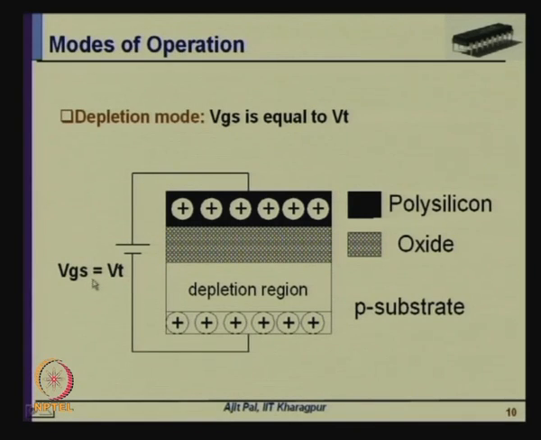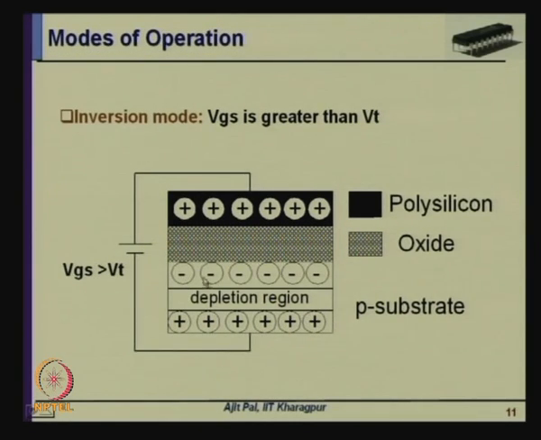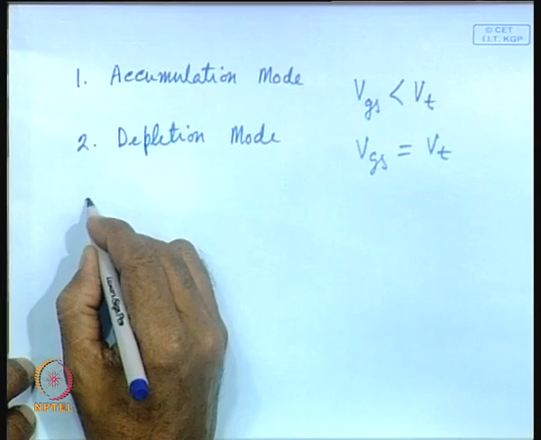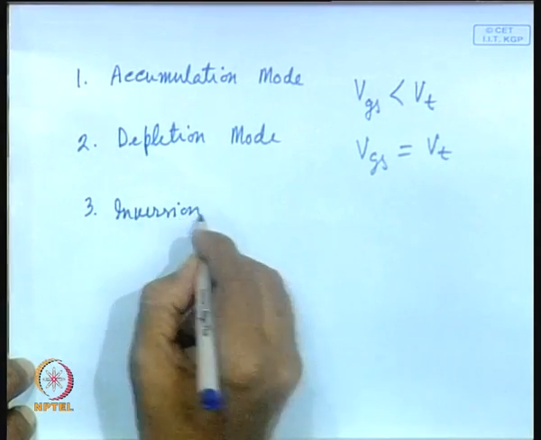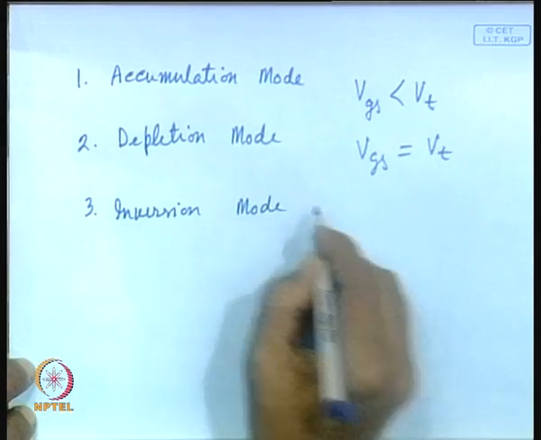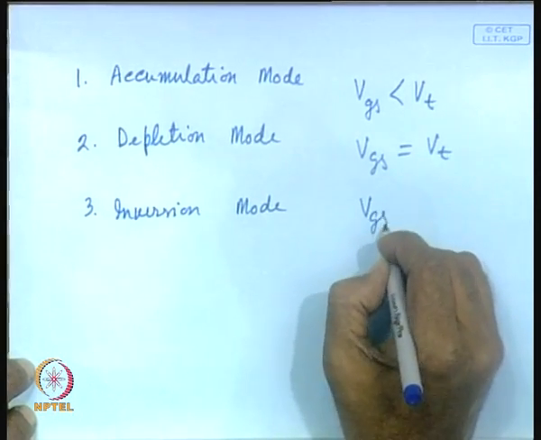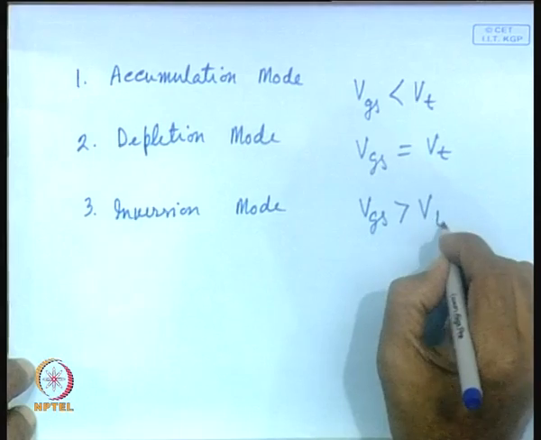Now, if the gate voltage is increased further, what will happen within the geometry of the device? As we shall see, it will induce electrons, and this will create what is known as the inversion layer, and that is why it is known as inversion mode. So, inversion mode is when VGS is greater than VT.